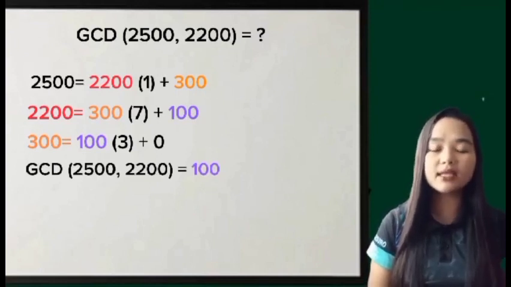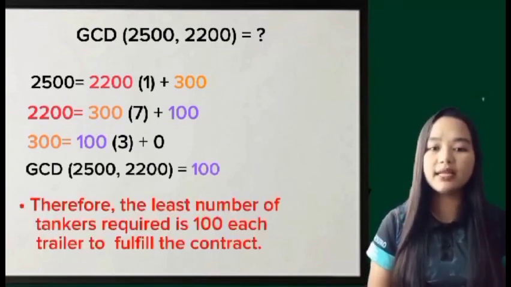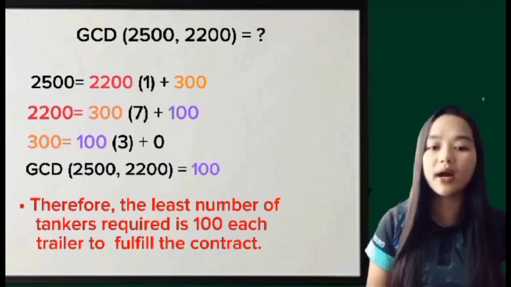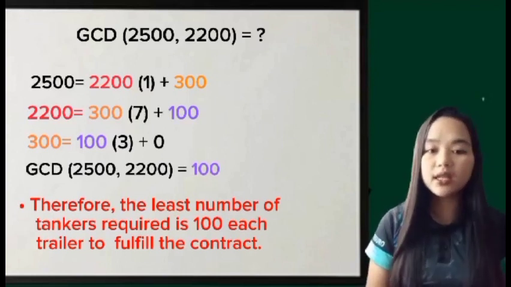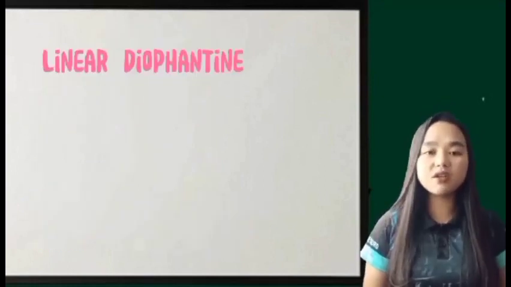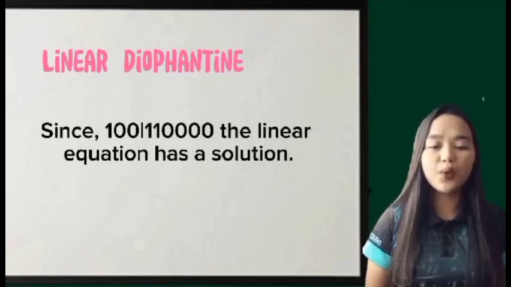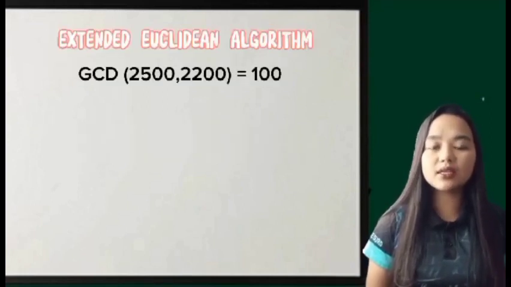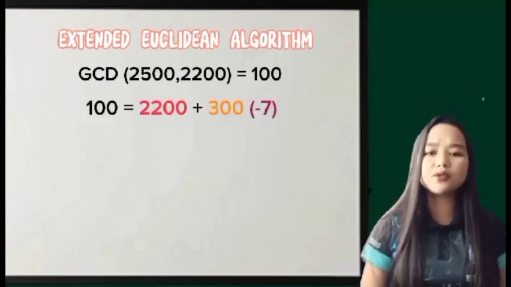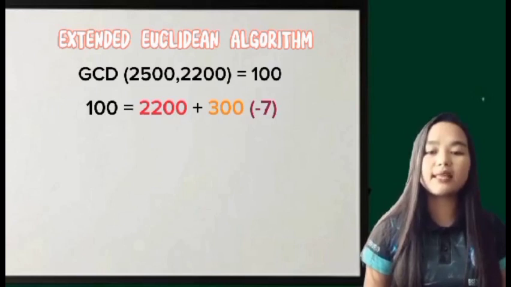And then to apply to the problem, therefore, the least number of tankers required is 100 each with a trailer to fulfill the contract. So now let's find the general solution to the problem using linear Diophantine. Since 100 divides 110,000, the linear equation has a solution. So using the extended Euclidean algorithm, 100 is equal to 2,200 plus 300 multiplied by negative 7.